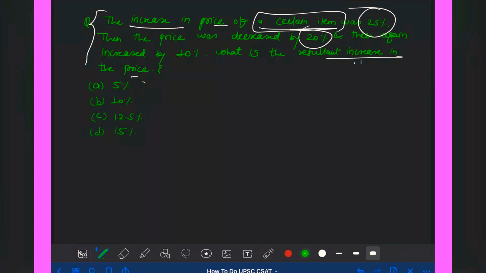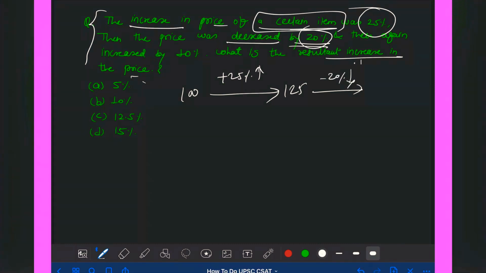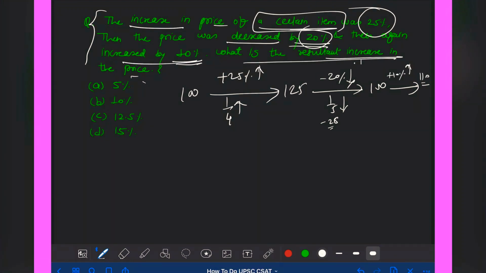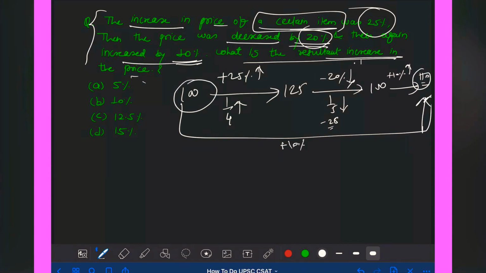This is a very simple question, right? So we assume that the price of the certain item was 100 in the beginning. It was increased by 25%, so it became 125, and then the price was decreased by 20%. The price was increased by 1/4 and it is decreased by 1/5. 1/5 of 125 means minus 25, right? So it is 100 again, and then increased by 10%, a further increase, so it is 110. So what is the resultant increase in the final price? This is the beginning and this is the final end, so there is an increase of 10%.